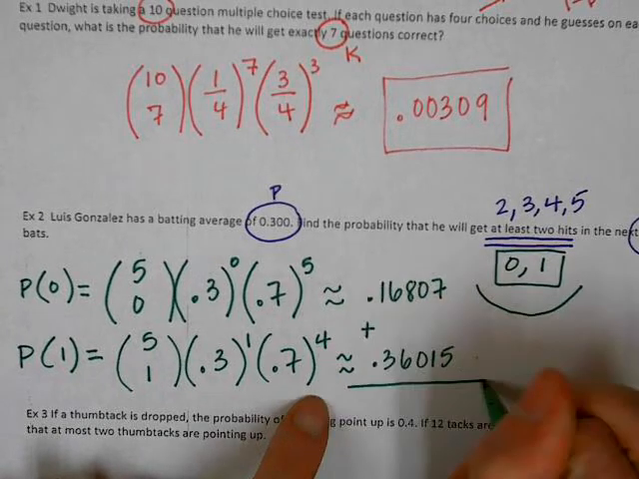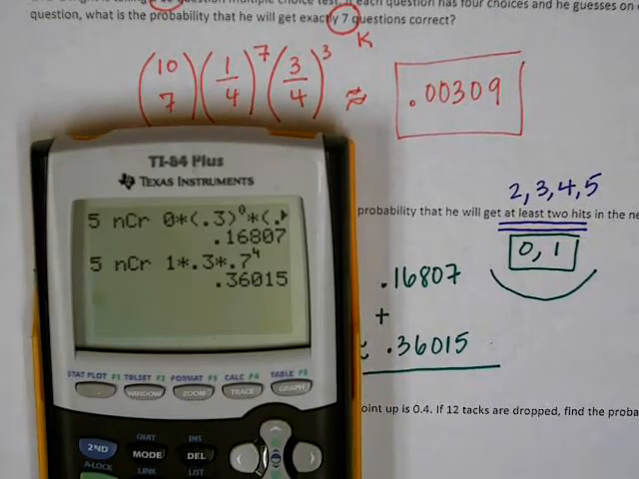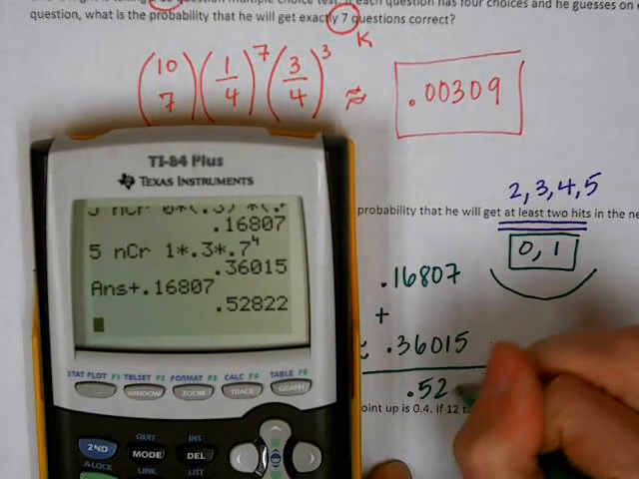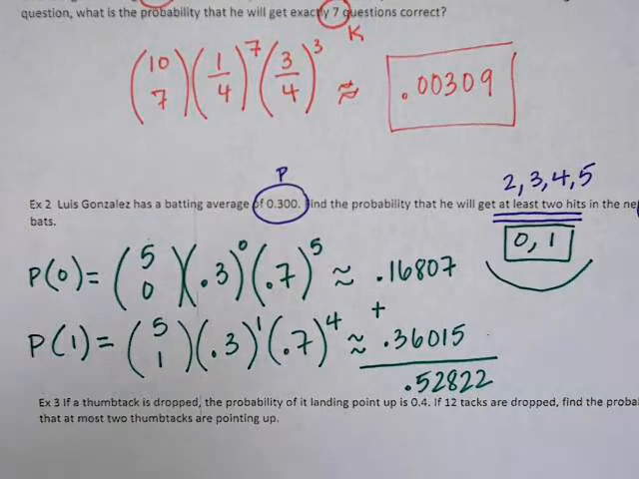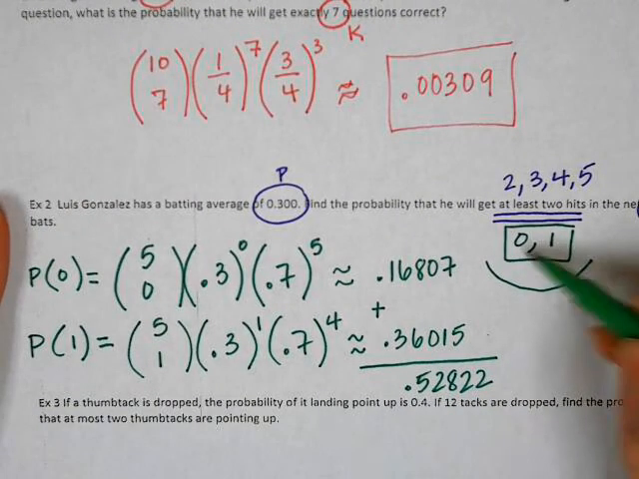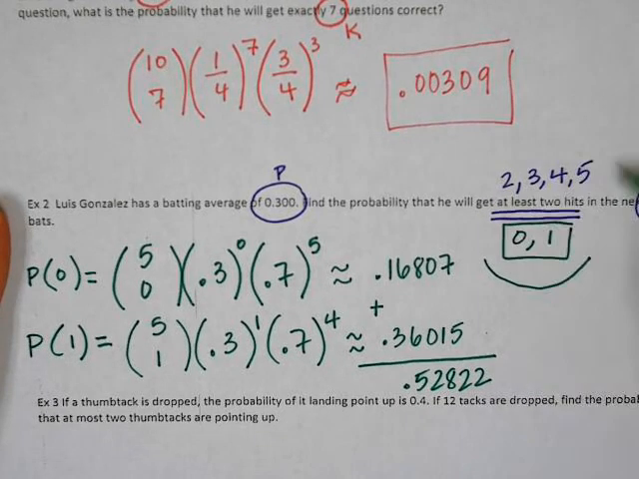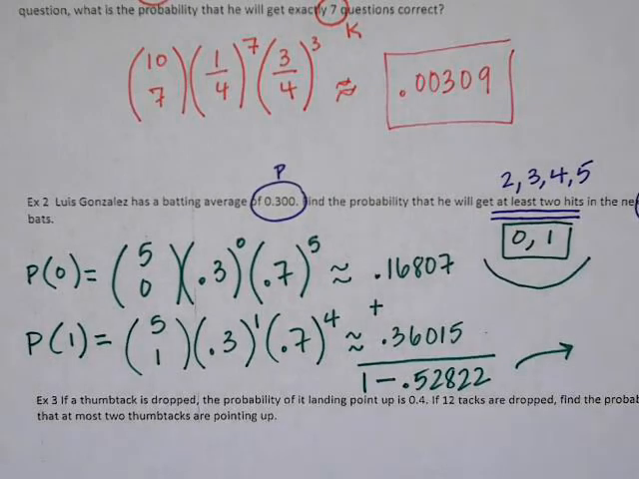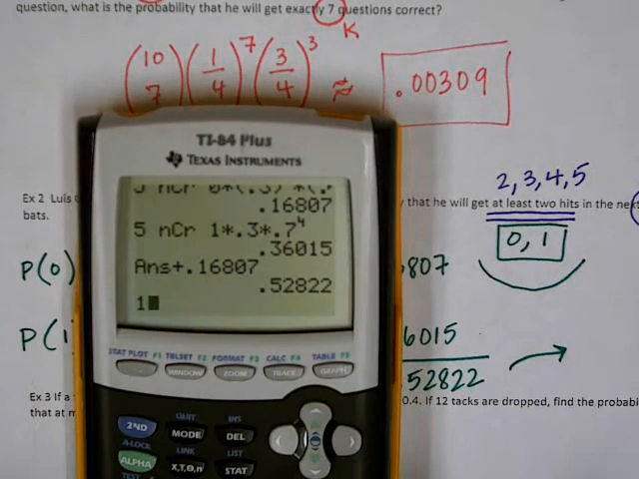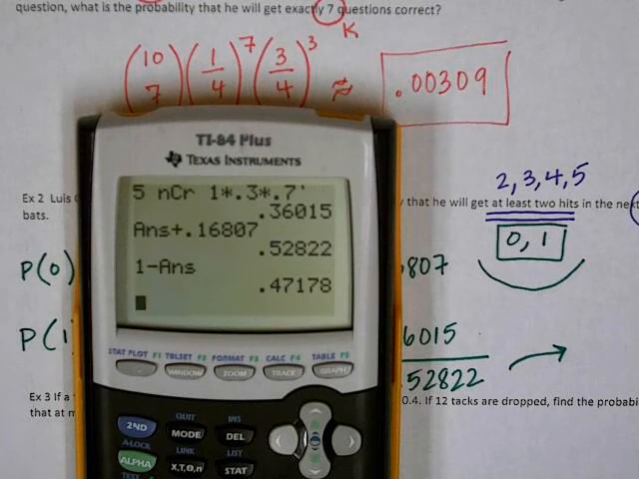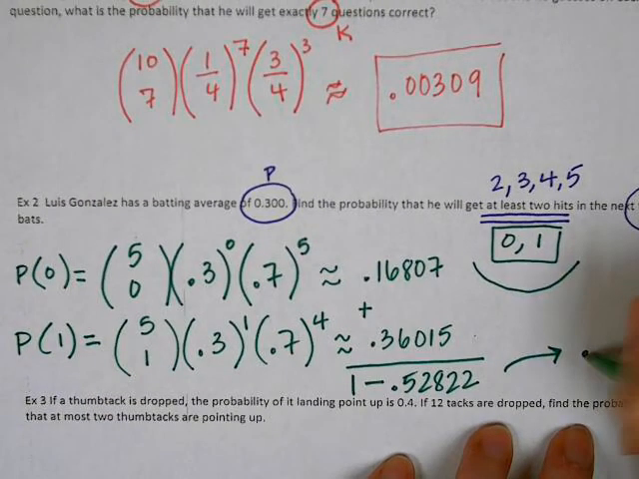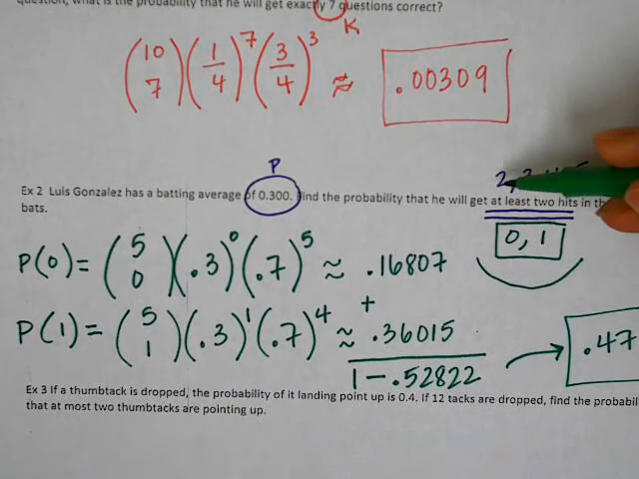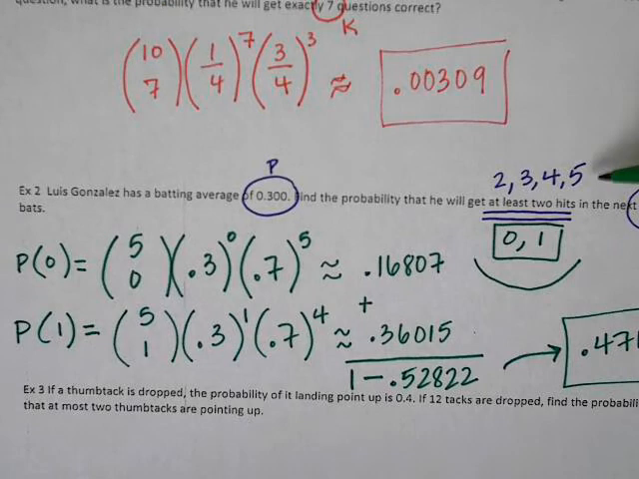All right, well, we want to find the sum of those. And that's 0.52822. But remember, that's the probability of getting 0 hits or 1 hit. We want 2, 3, 4, or 5. So if we do 1 minus that, the complement, we'll get our answer. 1 minus that is 0.47178. That's the answer. Now, you would have got the same answer by doing probability of 2 plus 3 plus 4 plus 5.